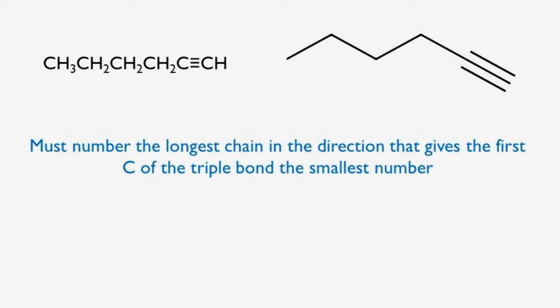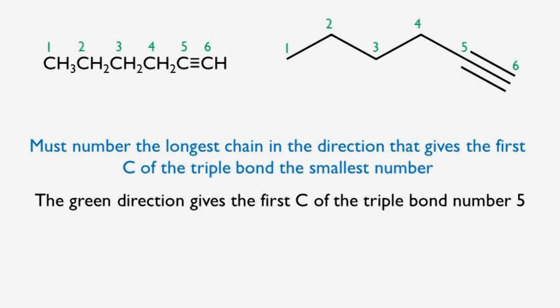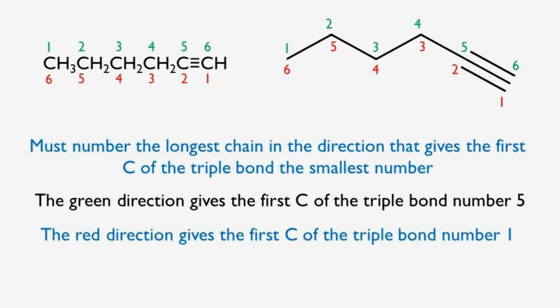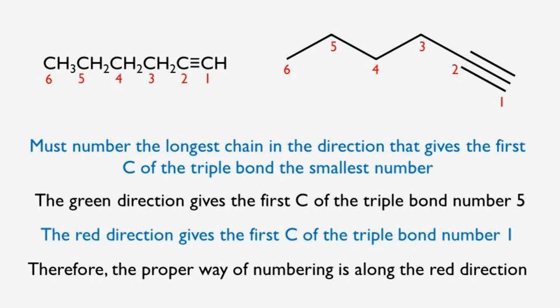Rule 1. First, you have to identify the longest chain containing the triple bond, and then number the longest chain in a direction that gives the first carbon of the triple bond the smallest number. In this case, if I look at the green direction, the first carbon of the triple bond gets number 5, whereas in the case of the red direction, the first carbon of the triple bond gets number 1. Since 1 is smaller than 5, the red direction is the correct direction for numbering.